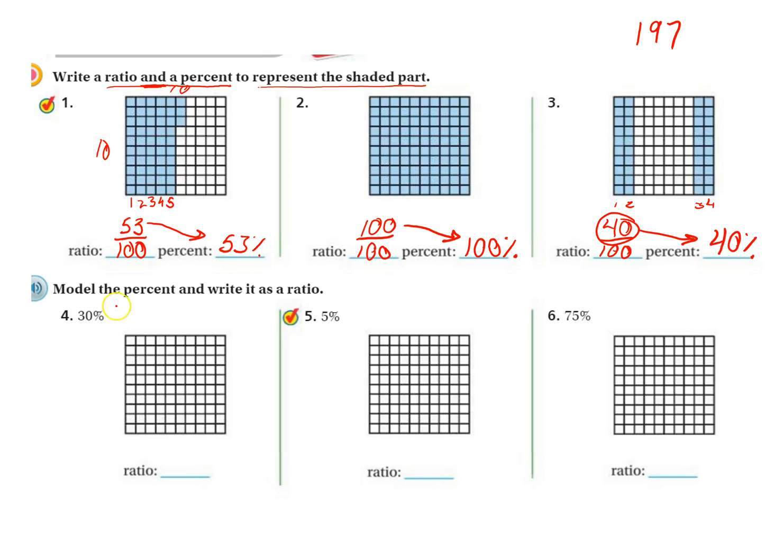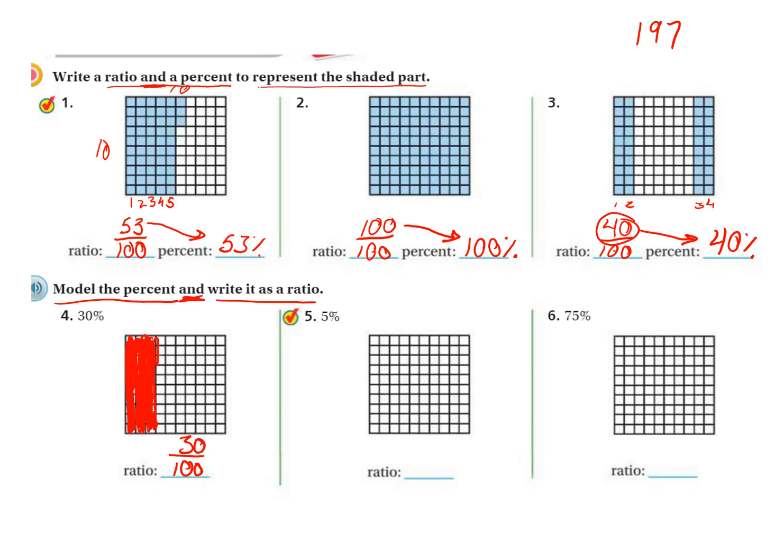All right, 4, model the percent and write it as a ratio. So 30%, that means 30 out of these 100 need to be shaded. So each column is 10, so there's 10, 20, and 30. And that would be a total of 100, and I shaded 30 of them.